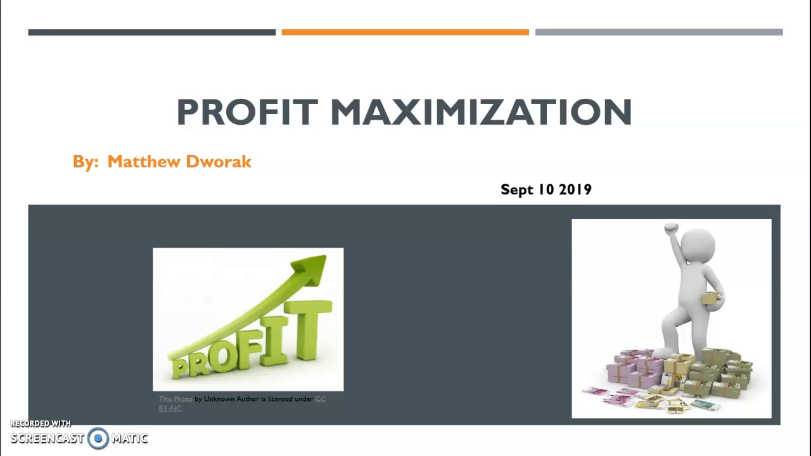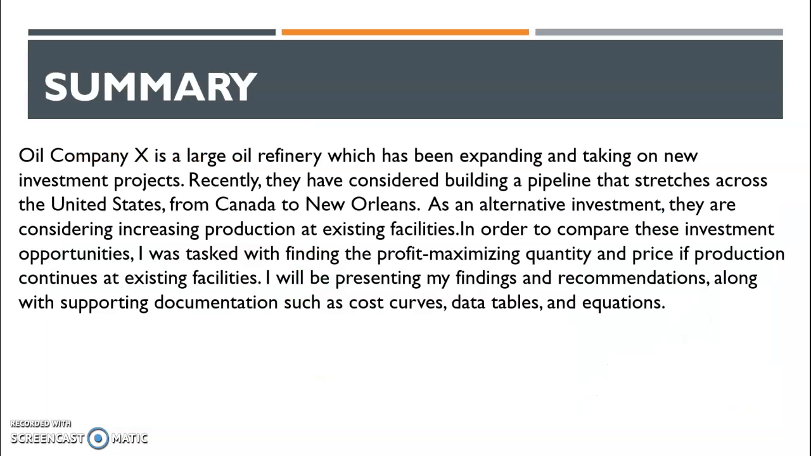Today we're going to be talking about profit maximization. The summary: Oil Company X is a large oil refinery which has been expanding and taking on new investment projects. Recently, they have considered building a pipeline that stretches across the United States from Canada to New Orleans. As an alternative investment, they are considering increasing production at existing facilities in order to compare these investment opportunities.